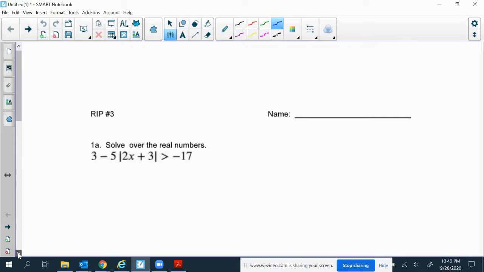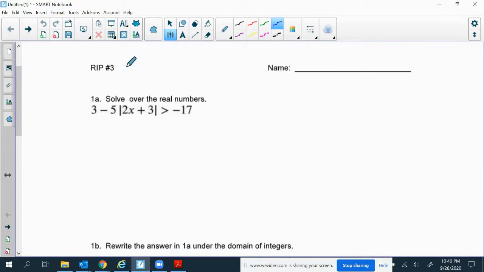The following is a video going over the common errors in RIP3. Problem 1a, we would subtract 3 from both sides. 5 times the absolute value of 2x plus 3 is greater than negative 20. Then divide by negative 5. Absolute value of 2x plus 3 is less than 4.